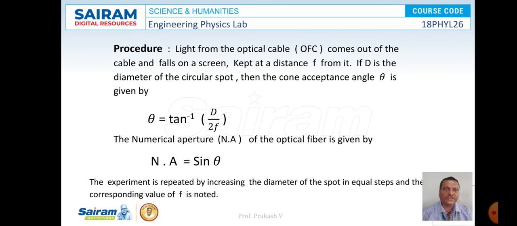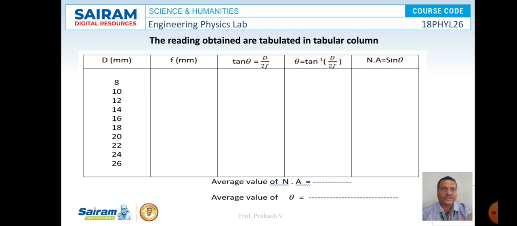The experiment is repeated by increasing the diameter of the spot in equal steps, and the corresponding value of f is also recorded. Here is a tabular column for entering the readings. First we start with the diameter of the spot as 8 mm, and the corresponding f value is recorded. Hence tan theta equals d by 2f is calculated, and further theta is given by tan inverse of d by 2f, and hence numerical aperture equals sine theta.